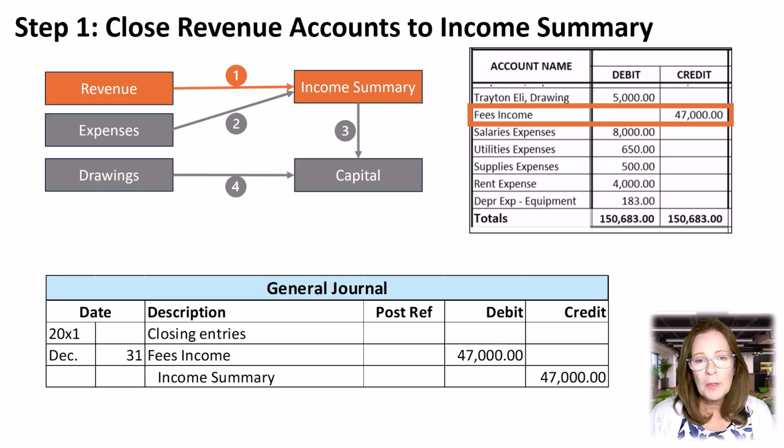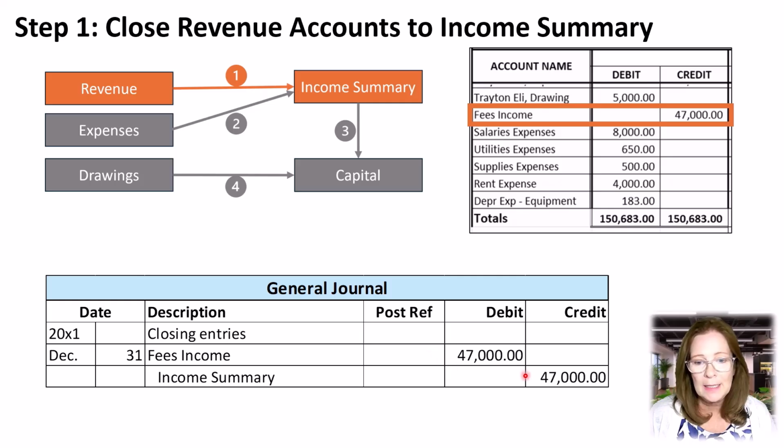Step 1 of the closing process involves closing out all revenue accounts and any other income statement accounts with credit balances to income summary. In our example here, there's only one revenue account and we don't have any other credit balances. So let's close out the fees income account, which has a credit balance of $47,000, by debiting fees income and crediting income summary.